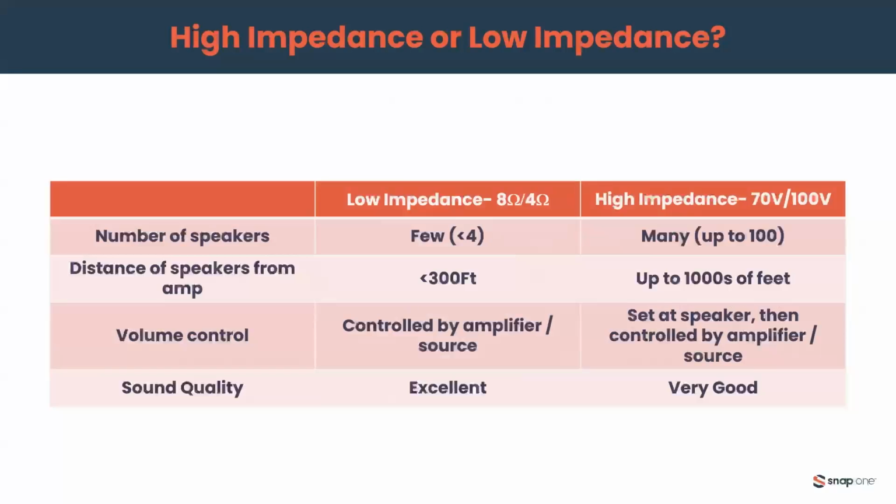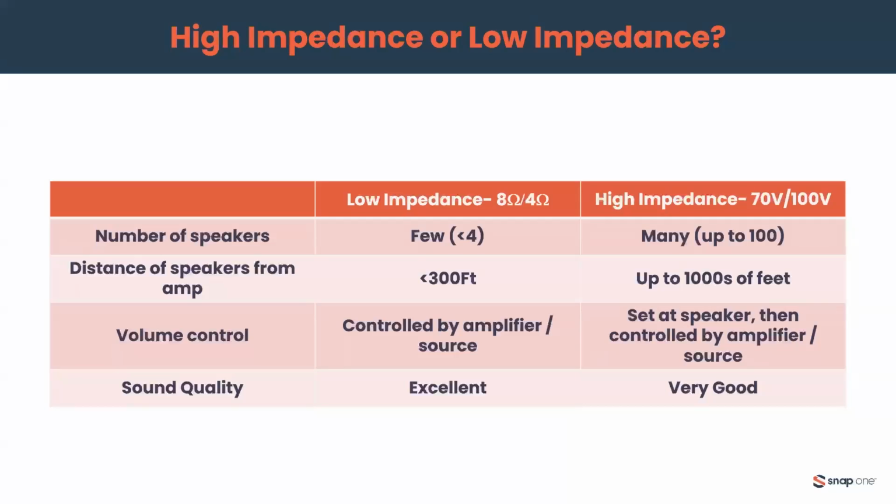High impedance, low impedance. Is there advantages? Well, typically your low impedance systems, so your 8 and 4 ohm speakers, are going to be your smaller systems. I would say usually less than 4 speakers. What's great about high impedance is you can do a ton of speakers, up to about 100. We'll talk about amp ratings as well in a second here. But you could do a lot of speakers, which is great because you can cover a huge area.